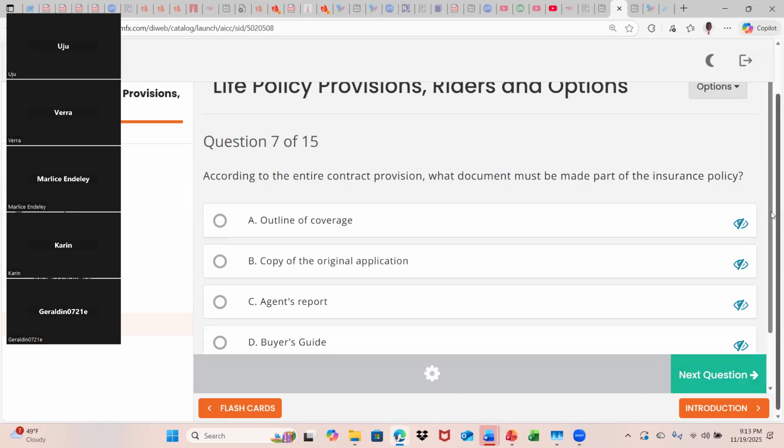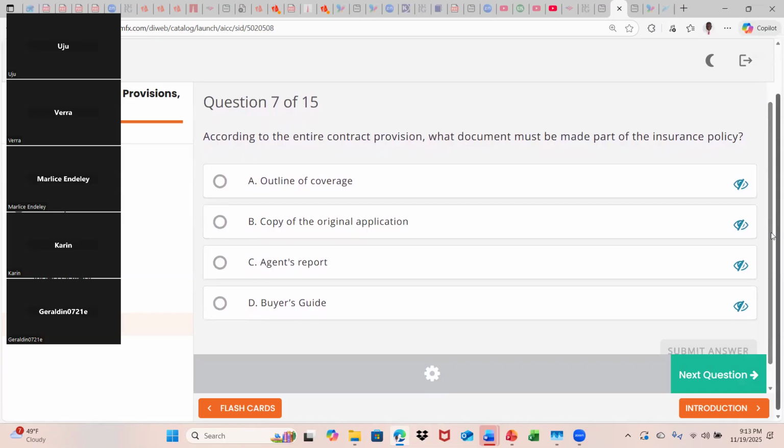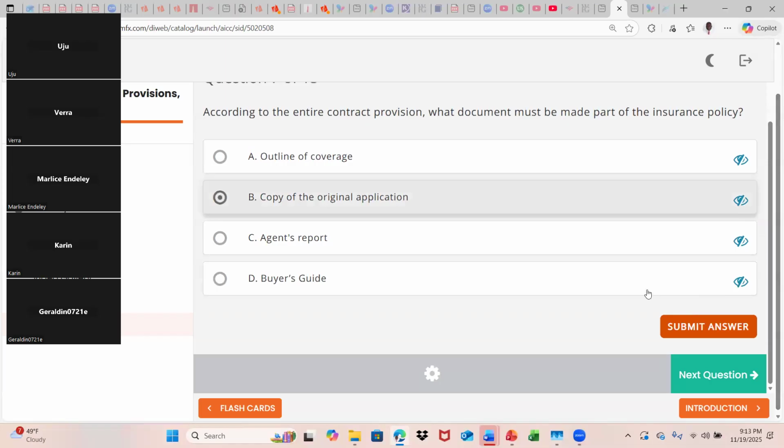Go to the next one, number 7 of 15. Lady Endeli, can you read this one? According to the entire contract provision, what document must be made part of the insurance policy? B. Correct. They ask the question again. B, a copy of the original application. So you will see this question in the exam. 100%.